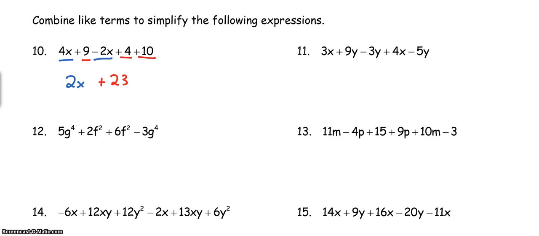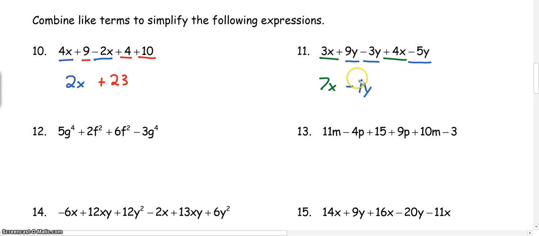Number 11, combine like terms. So when I look through this, I have a 3x and a 4x. So 3x plus 4x gets me 7x. And then I have y's. I have 9y minus 3y minus 5y. So 9y minus 3y is 6y. Minus 5y gets me minus 1y. If you don't want to put the 1 there, you just want to write minus y, that's fine too.